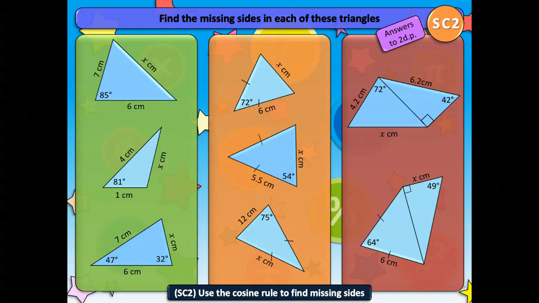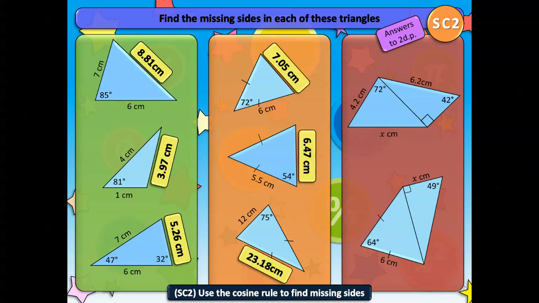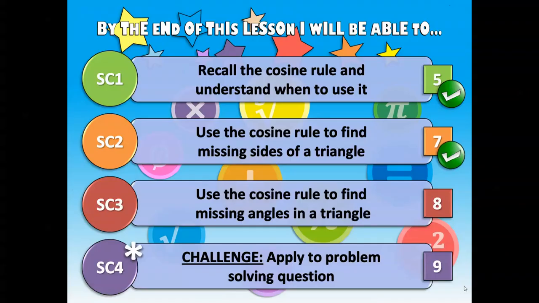Here are your answers. So there's your green answers, there's your amber answers, and there's your red answers. And now we've completed success criteria 2.